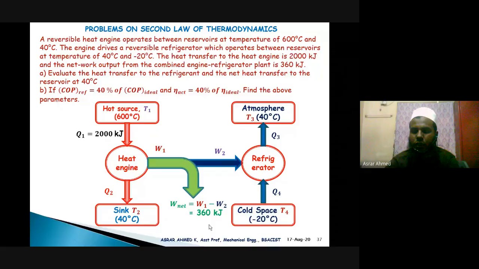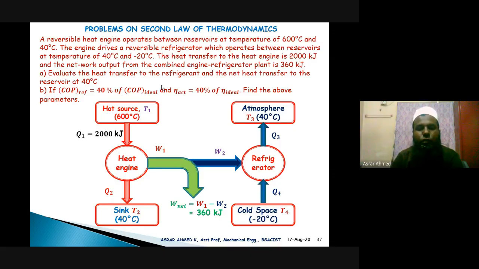Okay. Now we shall proceed with the question part of it. So what is that we need to find? It has two parts. The first part is to evaluate the heat transfer to the refrigerant. Evaluate the heat transfer to the refrigerant. So what is that? Anybody?